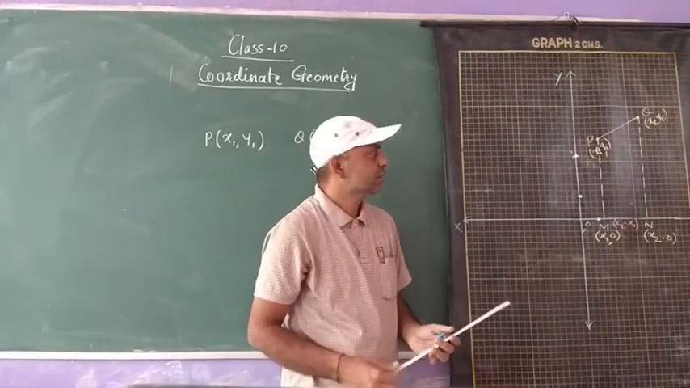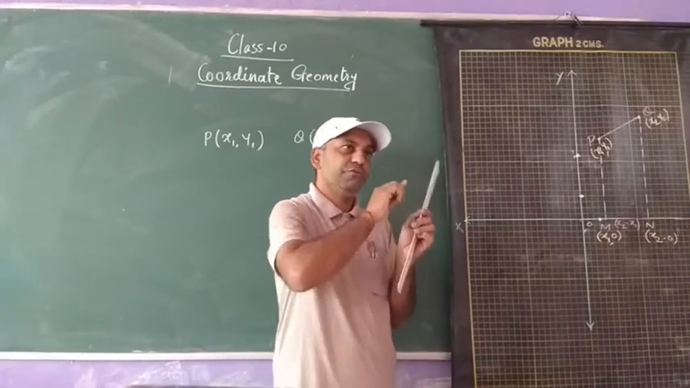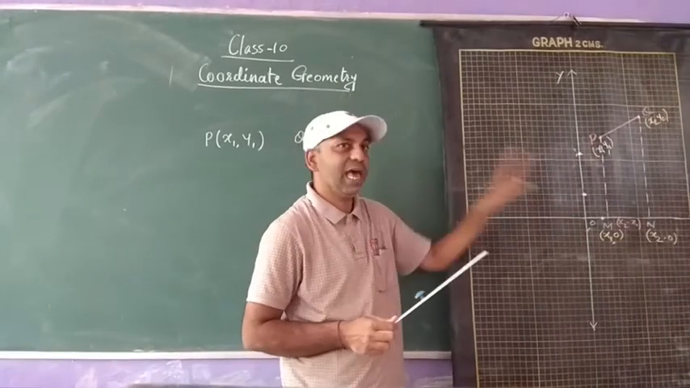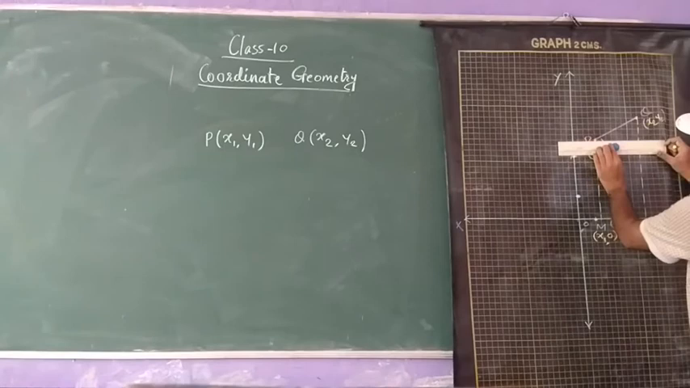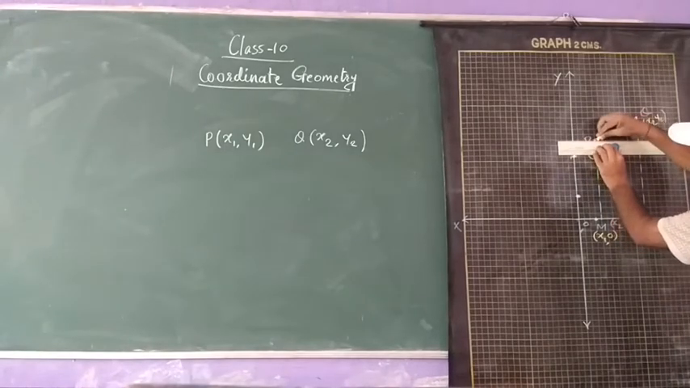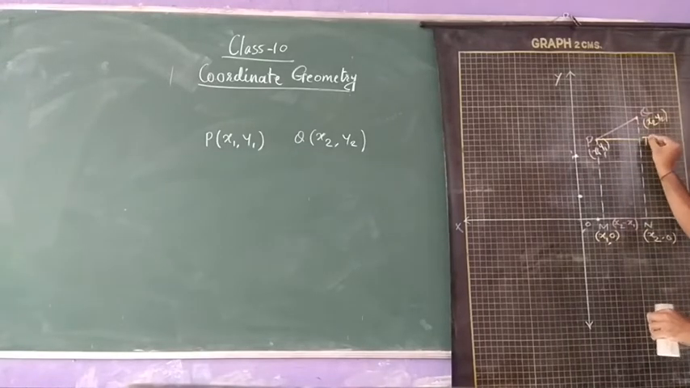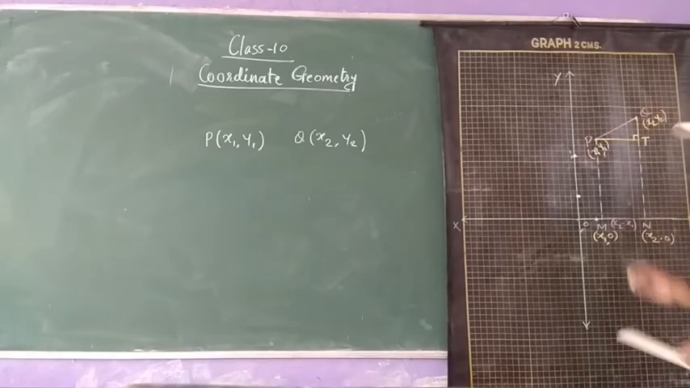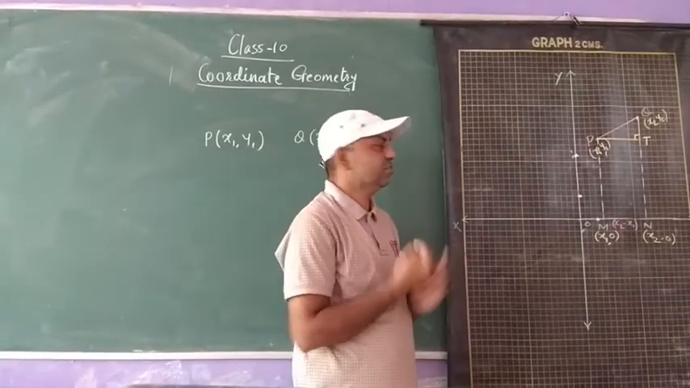Now, again one step here. Draw a perpendicular line from P which intersects QN at T. So here we get a right triangle. This right triangle. Now, what are the coordinates of T?